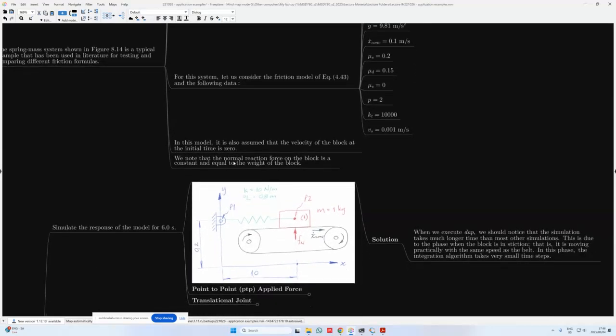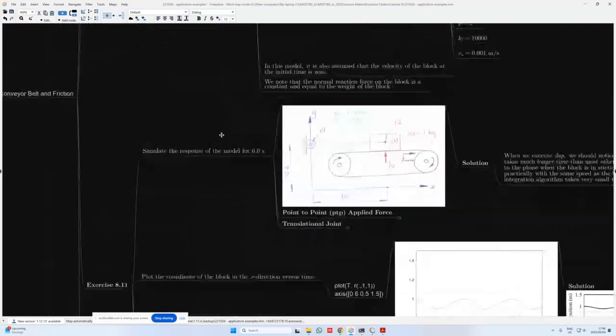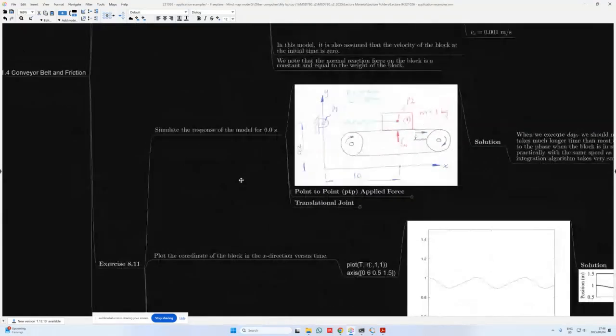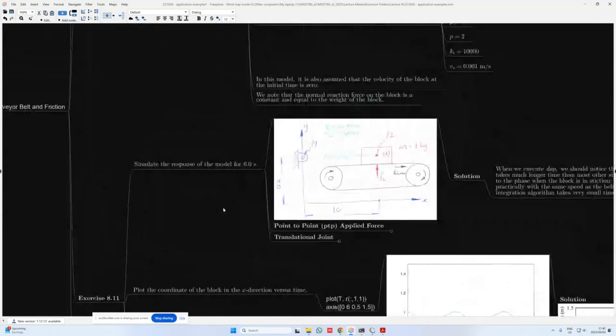We note that the normal reaction force on the block is a constant and equal to the weight of the block as well. Now, exercise 8.11 says we then need to simulate the response for the model for 6 seconds. Before we do that, I first want to jump into these two parameters that we're going to specify on the system, which is our point-to-point force or our spring damper force.